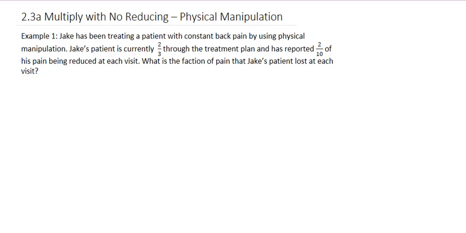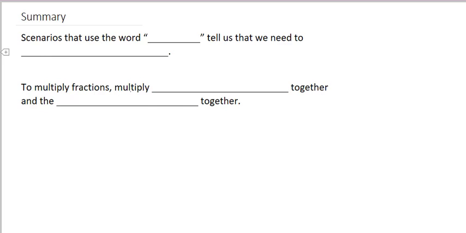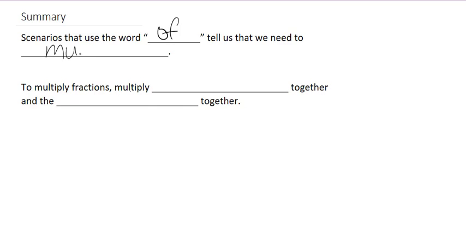So, we will need to identify what this question is asking us. This scenario is using the word "of," which actually indicates to us that we need to multiply. To multiply fractions, multiply the numerators together and the denominators together.